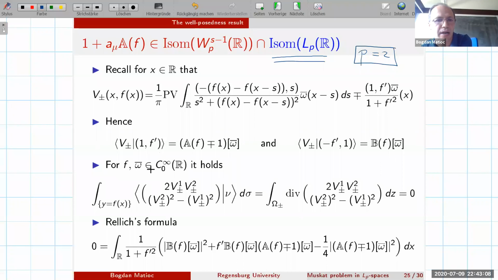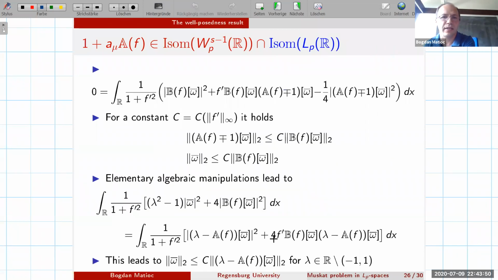So if F and omega bar are smooth and have compact support, one can justify the following computation. We have here a field, we take the divergence of it, and because the velocity is not only divergence free but also rotational, the velocity is potential, then this integral is 0. So actually these two integrals, we integrate over omega plus or omega minus, are 0. And using Stokes' theorem, we obtain two equations on the boundary. And these are the so-called Rayleigh formulas.